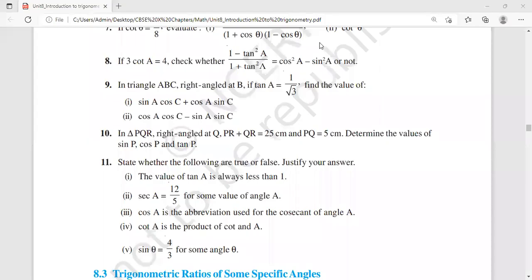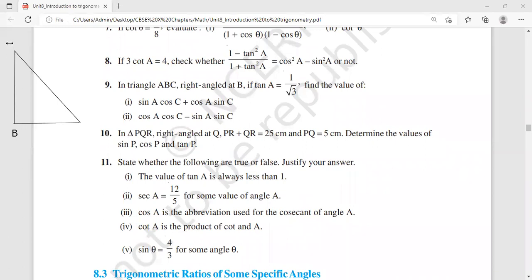Now let us understand how to solve question number 9. So question number 9 is like this. They have given a right angle triangle which is right angled at B. So let me draw the diagram for you. I'm drawing the diagram on the left hand side. I'm drawing a right angle triangle, but they have very clearly given that the right angle is at B.